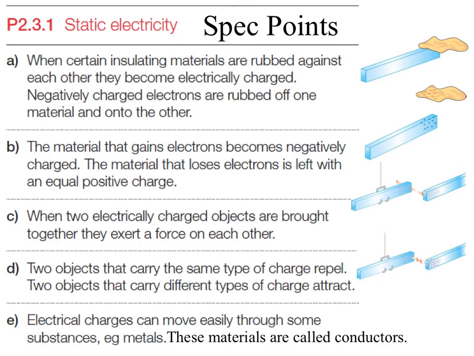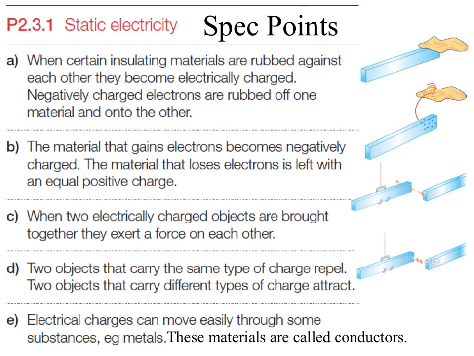Let's look at static electricity now. So we've got this straight from the specification. When certain insulating materials are rubbed against each other, they become electrically charged. Negatively charged electrons are rubbed off one material and onto the other. So if we take, for example, what we've got here, if we move the cloth backwards and forwards along the rod, what will happen is electrons from the rod will move to the cloth.